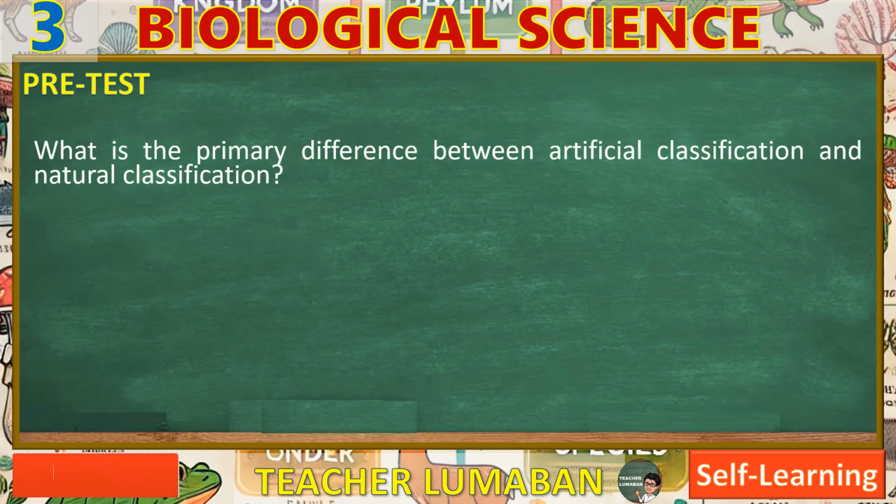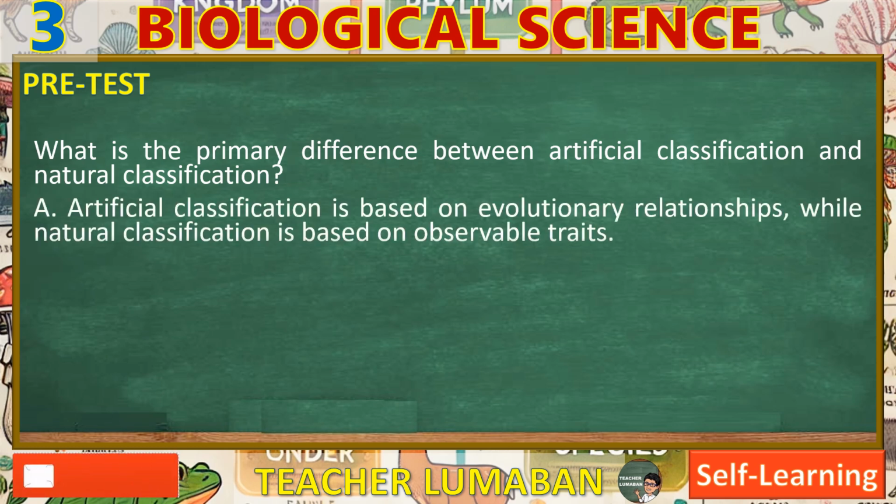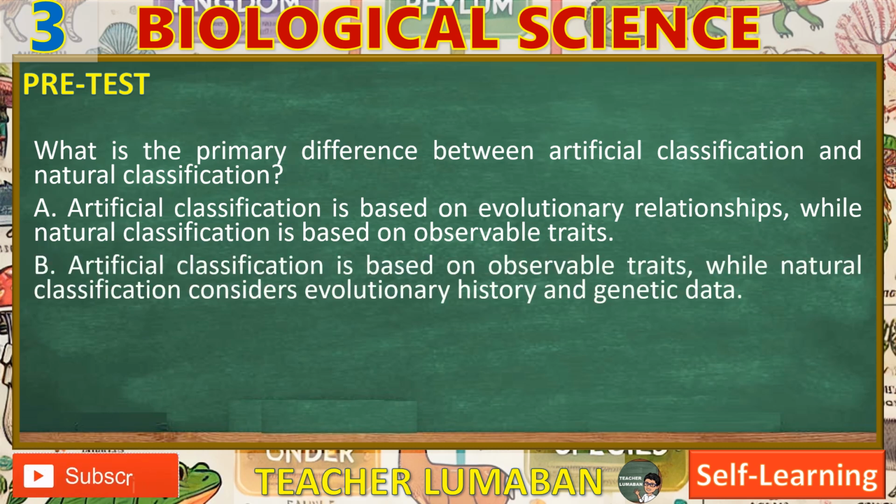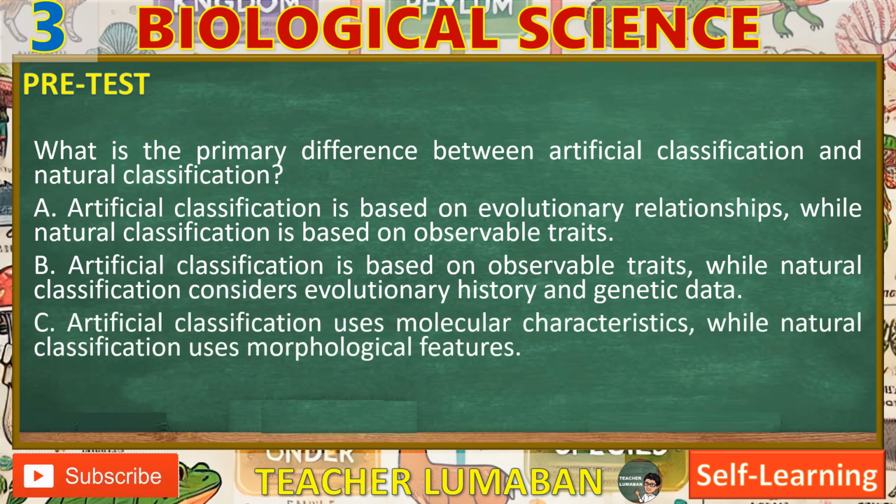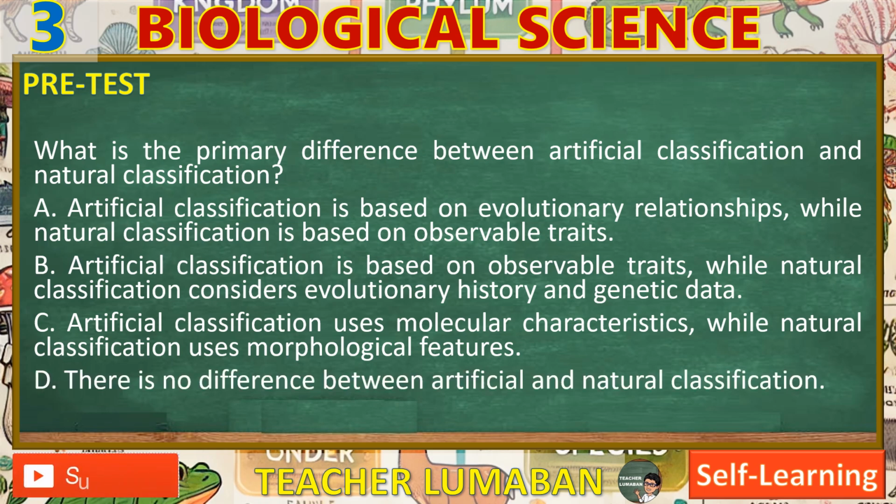What is the primary difference between artificial classification and natural classification? A. Artificial classification is based on evolutionary relationships, while natural classification is based on observable traits. B. Artificial classification is based on observable traits, while natural classification considers evolutionary history and genetic data. C. Artificial classification uses molecular characteristics, while natural classification uses morphological features. D. There is no difference between artificial and natural classification.